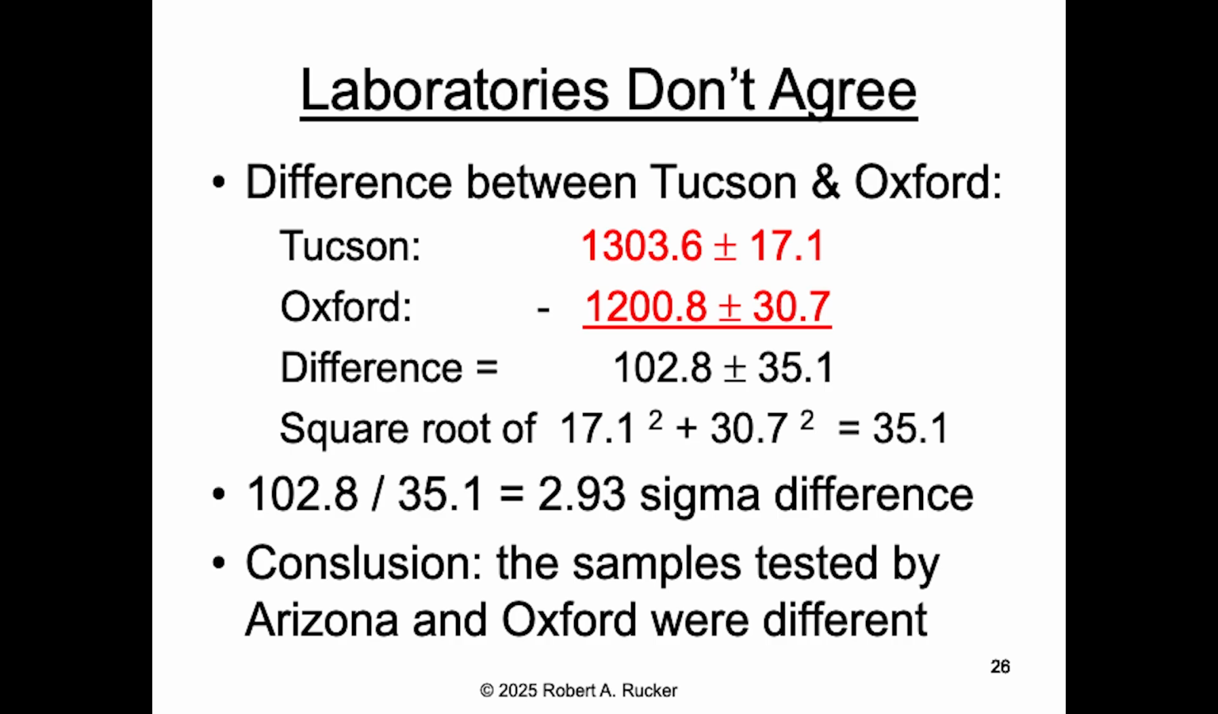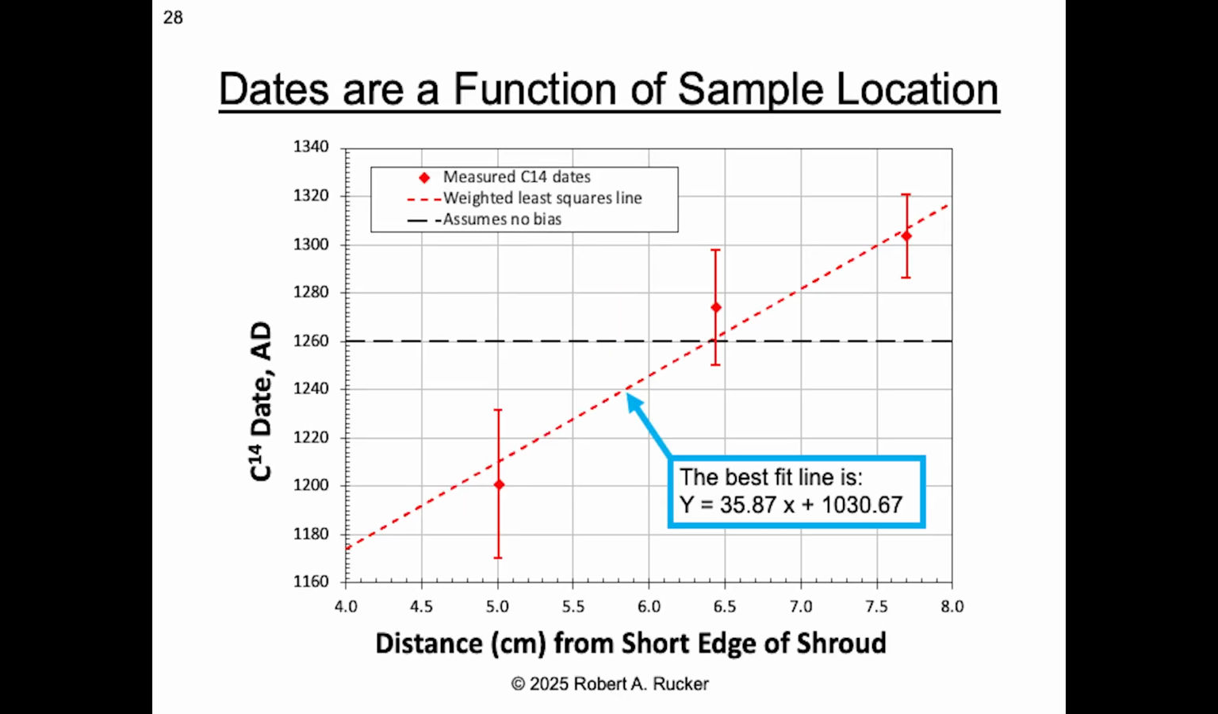But in calculating the uncertainty here, you take the square of 17.1, add it to the square of 30.7, then you take the square root of it, that's 35. But then the significance here is that the measured difference divided by the uncertainty gives you what's called a 2.93 sigma difference. That's greater than 2. So therefore, you conclude that there is a statistically significant difference between the 2 laboratories that are only separated over that little length. Why would that be the case? Something is going on.